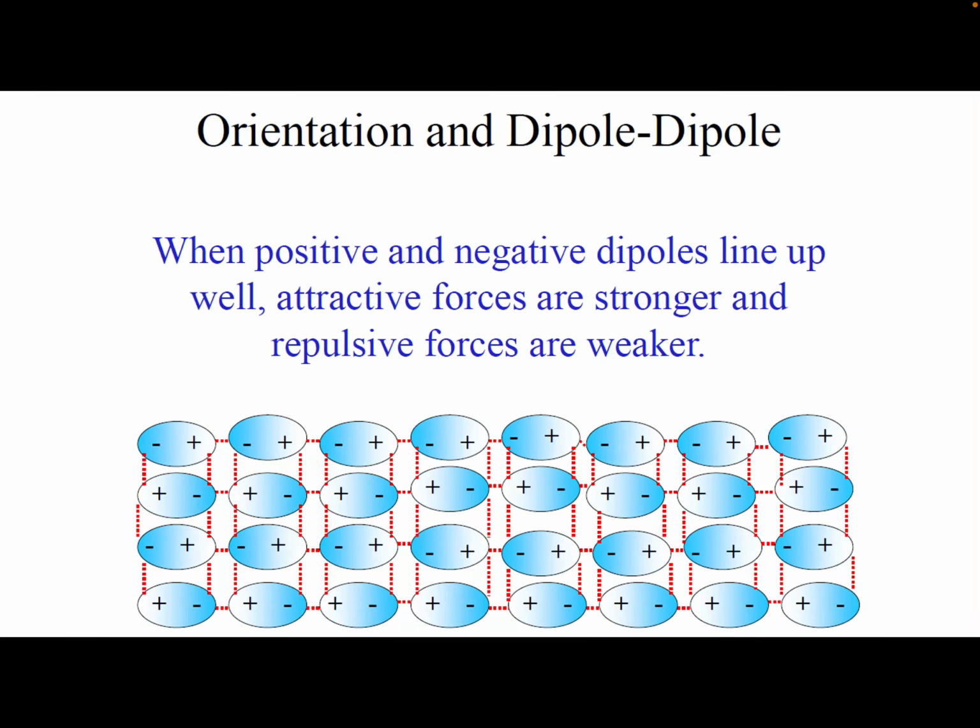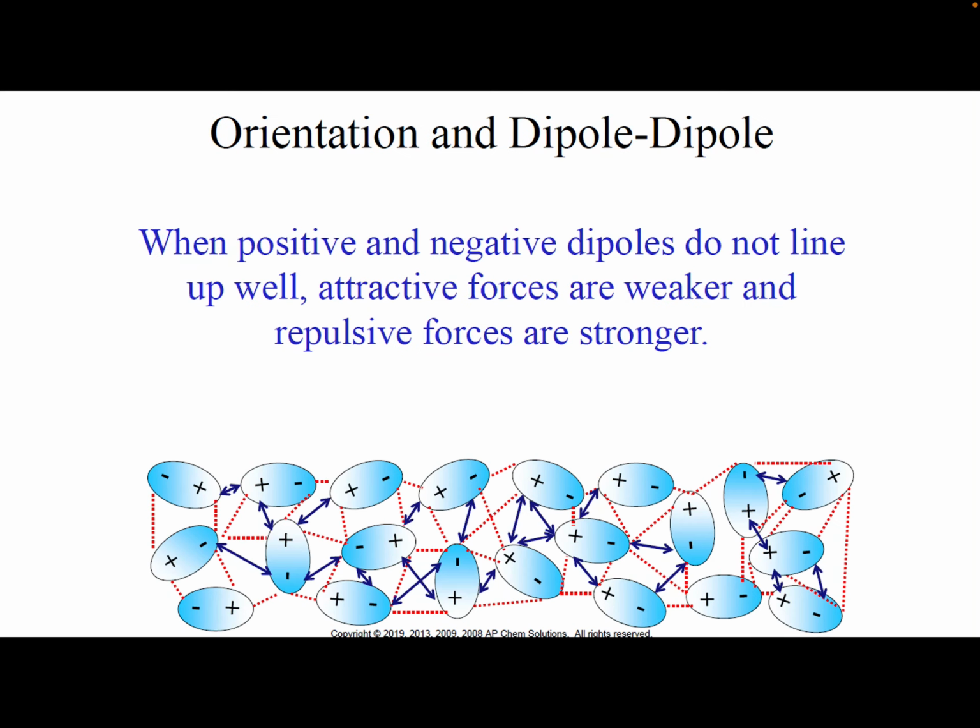Looking at orientation, when positive and negative dipoles line up, attractive forces are stronger and repulsive forces are weaker. So this statement is a good one to remember about why one structure may be better than another. So you want a structure where the attractive forces are maximized and the repulsive forces are minimized. When the positive and the negative dipoles do not line up, the attractive forces are weaker and repulsive forces are stronger. We do not want this model.